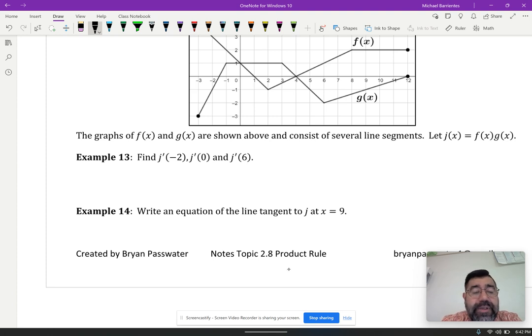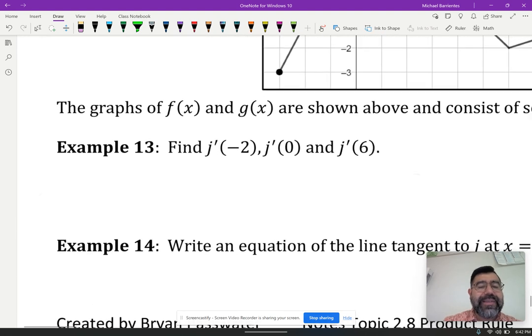And then example 14, they're asking us to write an equation of the line that's tangent to the function j at x equals 9. And for that, we're going to go back and remember a formula that we had used in a previous video in Unit 2. But let's start with these guys.